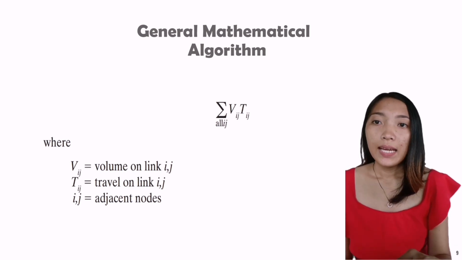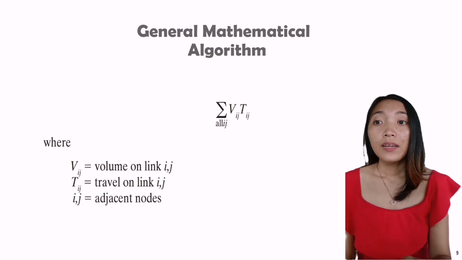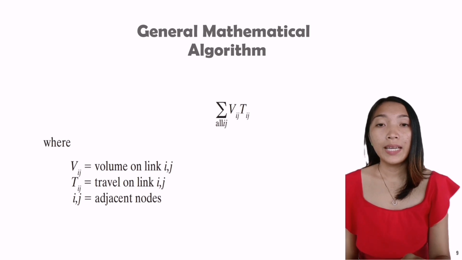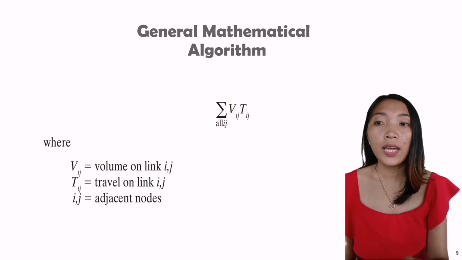Our formula is the summation of Vij times Tij from all Ij, where Vij is equal to the volume on link Ij, and Tij is equal to the travel time on link Ij, and Ij means adjacent nodes.